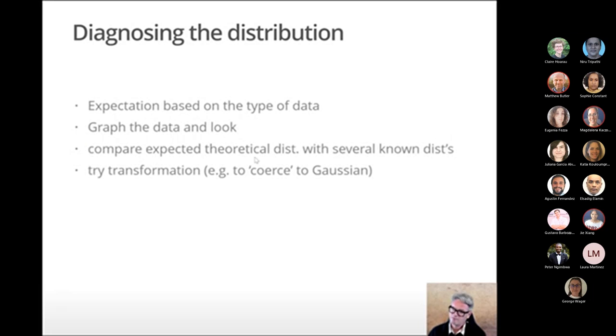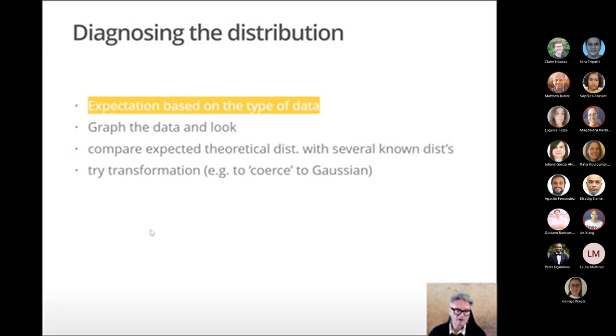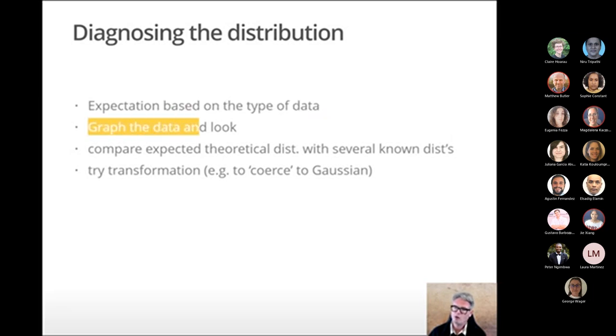The tricks that we have to inform our guess is we have some expectation based on the type of data. I've gone over these simple types, and there are a few other kinds of distributions that we might encounter, and we have talked about some of them in the past here in HARUG. But if you have these three that I've talked about, the Gaussian, the Poisson, and the binomial, you will cover many of the cases you're likely to encounter. We always graph the data and take a look. So we start with that expectation, and then we graph the data.